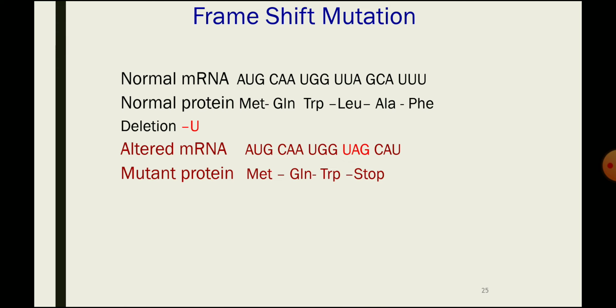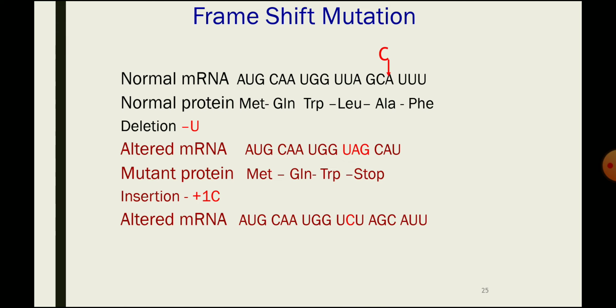Then another example, insertion of C, cytosine. So then you see U, altered protein with the amino acid sequence. So like that it will alter the reading frame if a single base is changed.